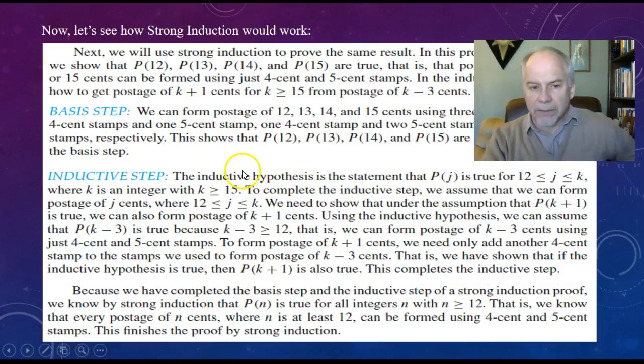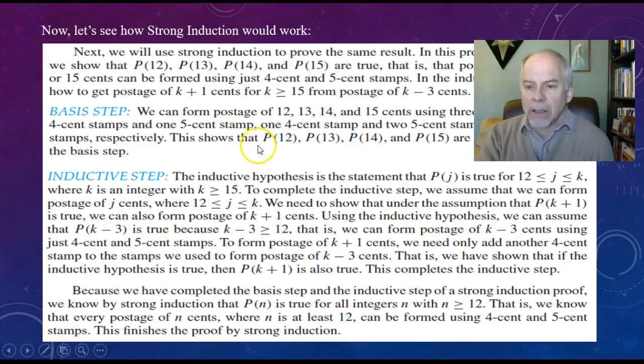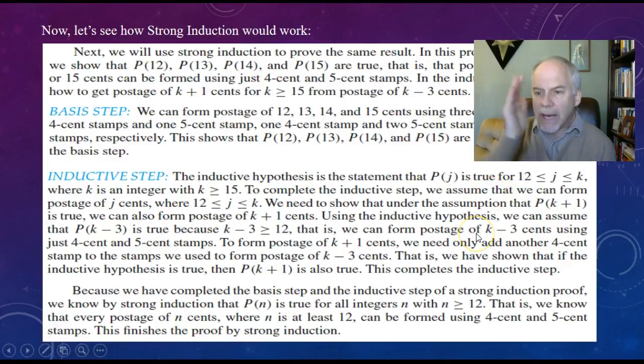All right, now the inductive step says that the inductive hypothesis is the statement that P of J is true for all the values from K on down.